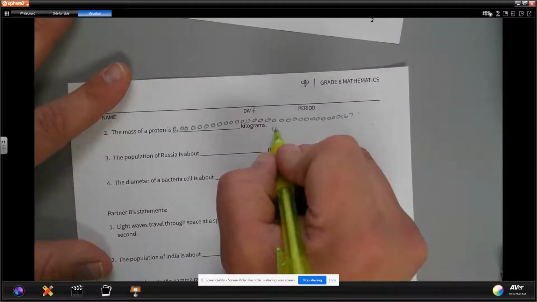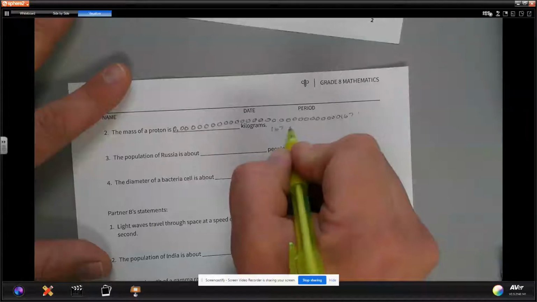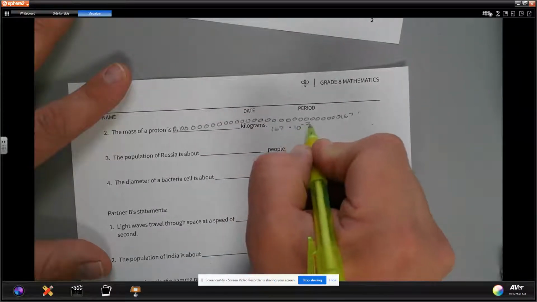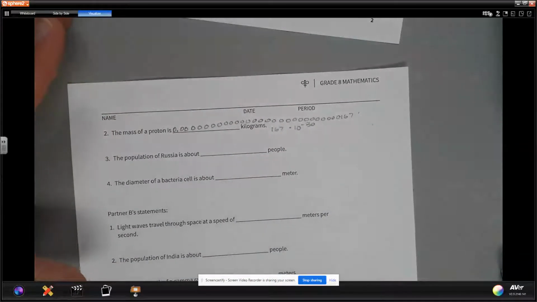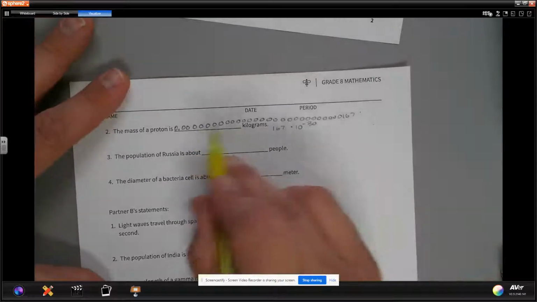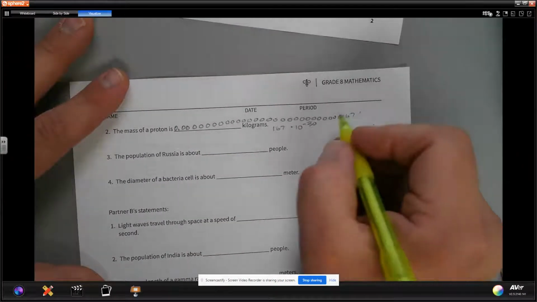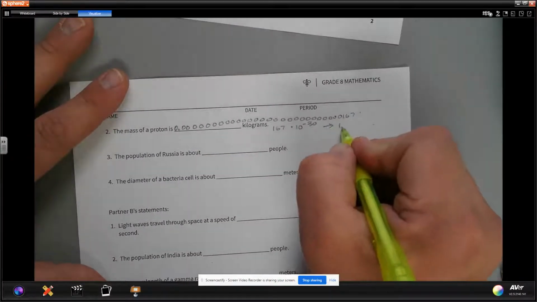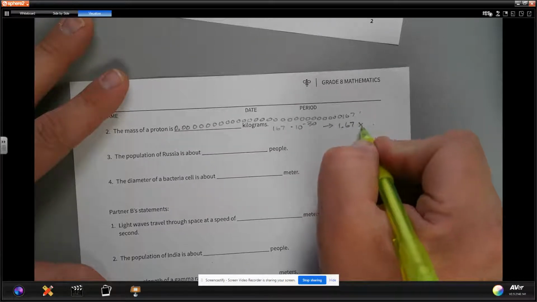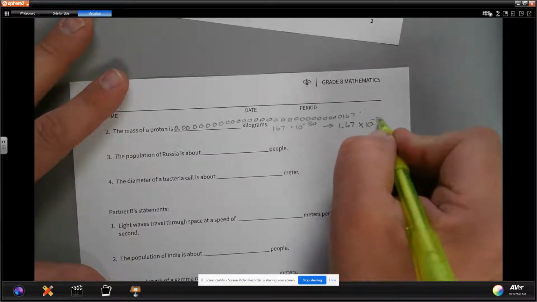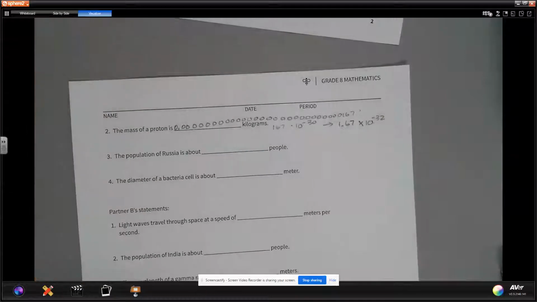So one way we can think about it is like this. It's 10 to the negative 30th power. That represents how many place values are here. If I was to write this in true scientific notation, this would be 1.67 times 10 to the negative 27th power. So just think about that one.